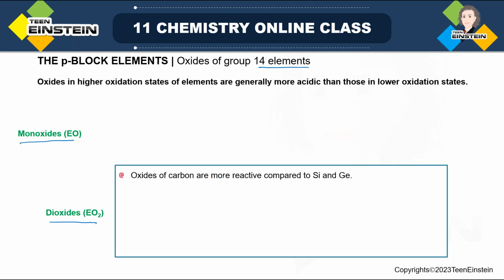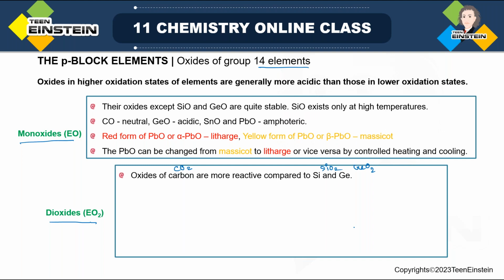When it is dioxide, the oxide of carbon means it is CO2. It will be more reactive compared to SiO2 or GeO2, and these two also have a polymeric structure. To break those polymeric bonds is a really energy-requiring process, but CO2 is a gaseous molecule. It is more reactive, fine. Now for monoxides, that is of type EO, where the oxidation state is 2+. Except silicon oxide and germanium oxide, the other oxides are basically stable, except these two.